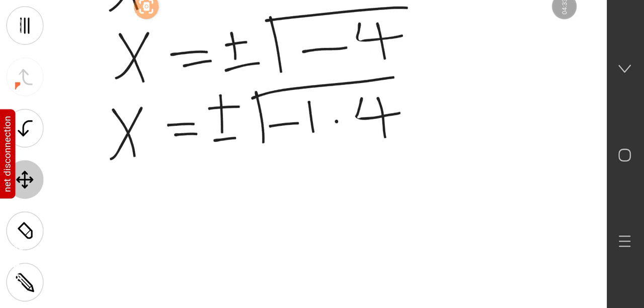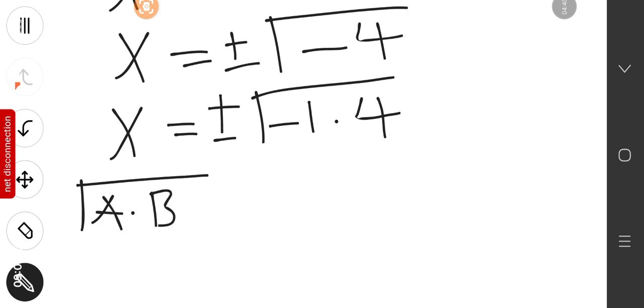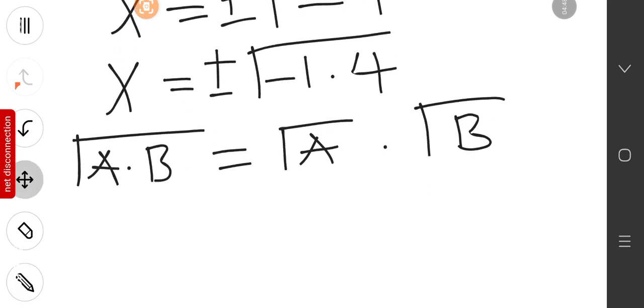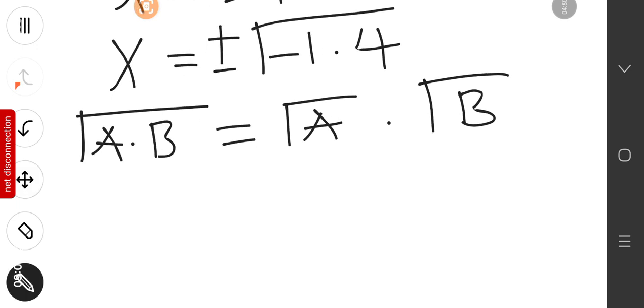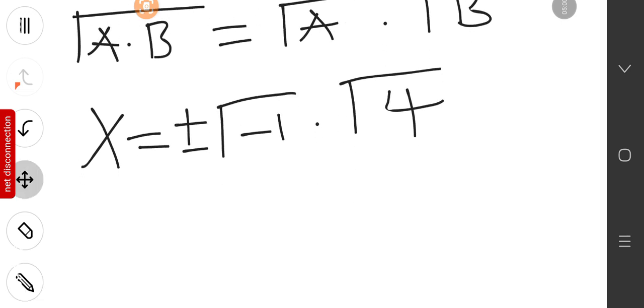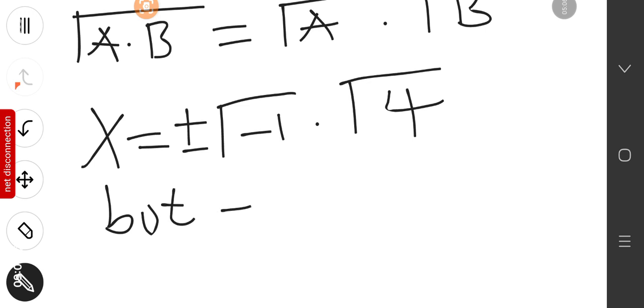Now, according to the surd rule, if you have the square root of a times b, this equals the square root of a multiplying the square root of b. Let's apply this to our equation. We are going to have x equals plus or minus the square root of minus 1 multiplying the square root of 4. Now, we say that minus 1 equals i squared.